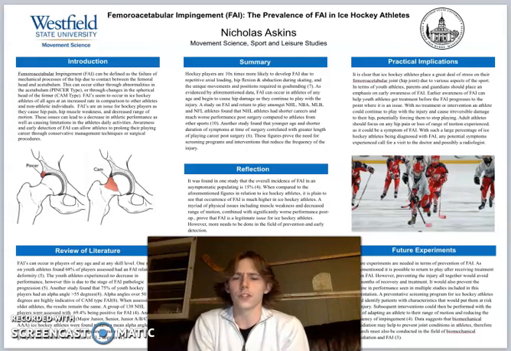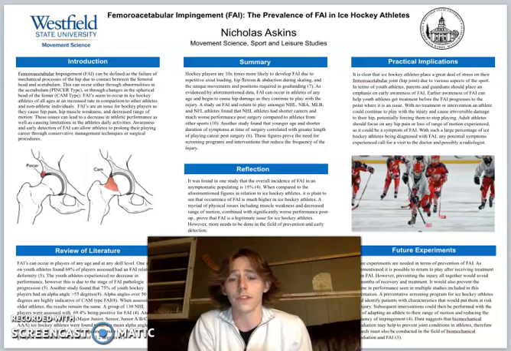Now, when we talk about future experiments, I believe the focus should be on prevention of FAIs. We could put in preventative screening measures that would allow us to identify patients with characteristics that would put them at risk for FAI. Subsequently, we could perform interventions to adapt that individual to their range of motion as well as prevent any future impingements.